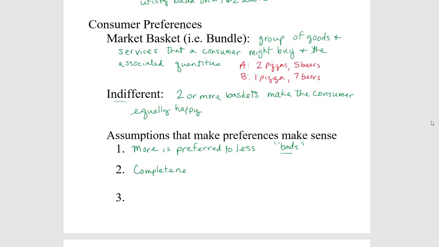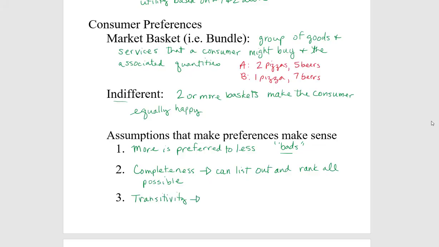Preferences have to meet this assumption called completeness. Completeness means we can list out all the possible baskets and rank them. So it's possible for us to say the consumer prefers basket A to basket B, or the consumer is indifferent between basket A and basket B. We have to be able to list out all of those baskets and be able to say, does the consumer like this one better than that one, or do they find those baskets to be equally good?